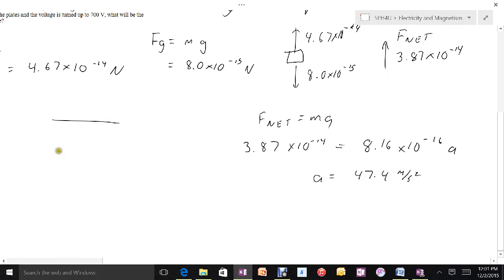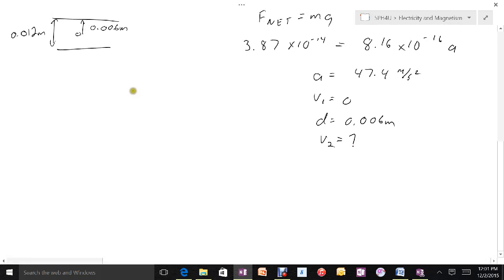So we had this oil drop that was suspended halfway in between these two plates. We're going to assume its initial velocity was at rest. It's then accelerating at 47.4 meters per second squared, but it's over a very short distance, so it's not going to be all that effective. If the total distance here is 0.012 meters, it's only accelerating over 0.006 meters, half of that. The question is, what's its final velocity when it hits that plate?